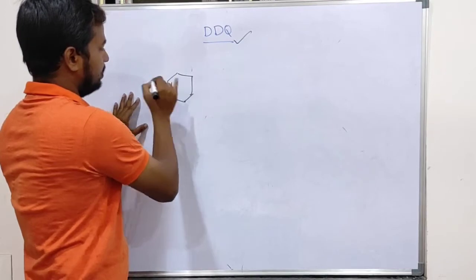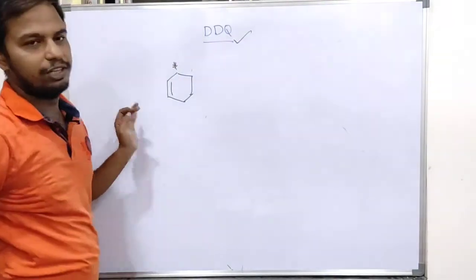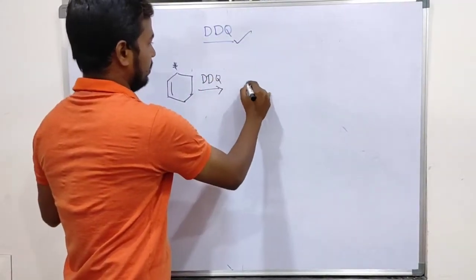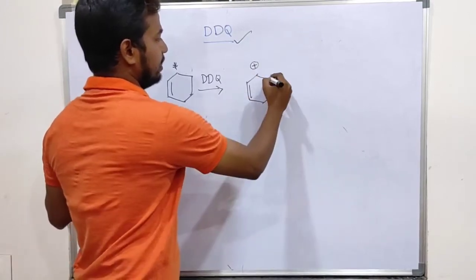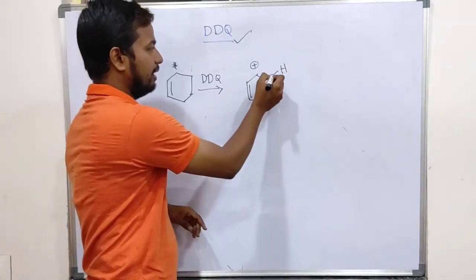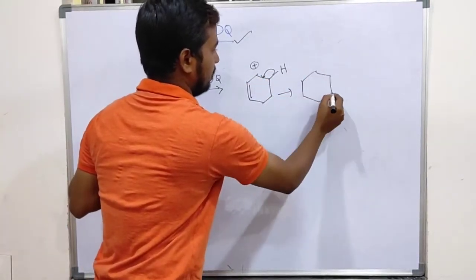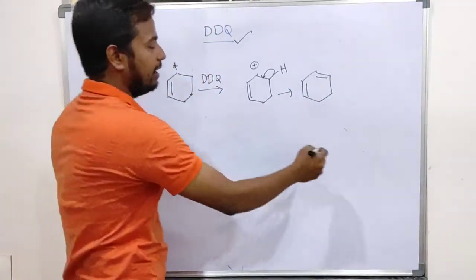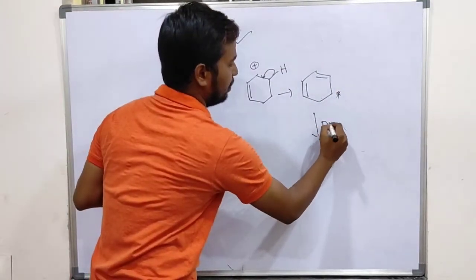I am taking this species. See here, this is the allyl position, right? So what if you use one molecule of DDQ? A carbocation is generated here. So the C-H bond electrons migrate here, resulting in the formation of a double bond here. Correct. So another allyl position is generated. So what if you use another molecule of DDQ?